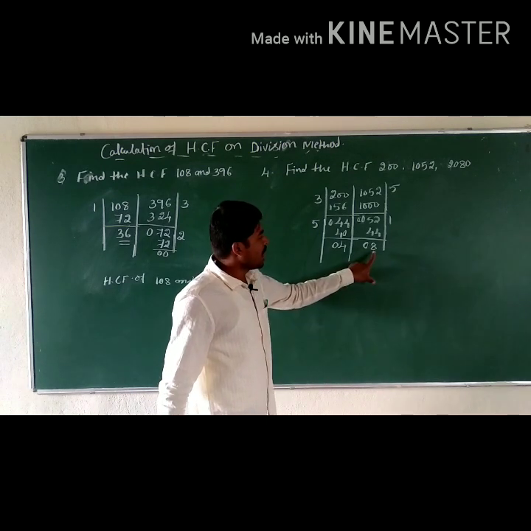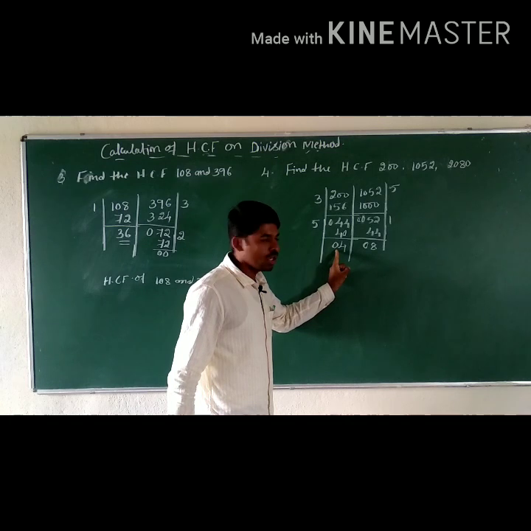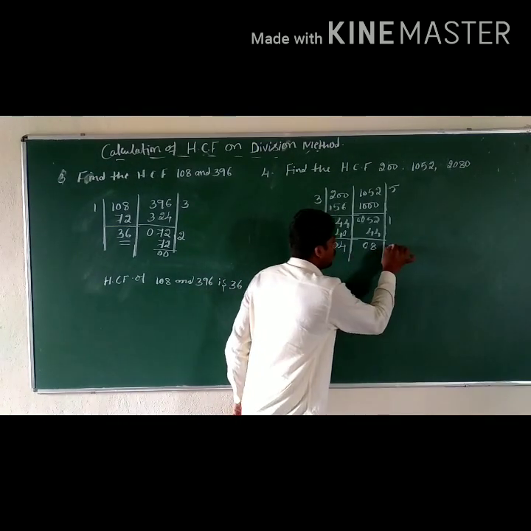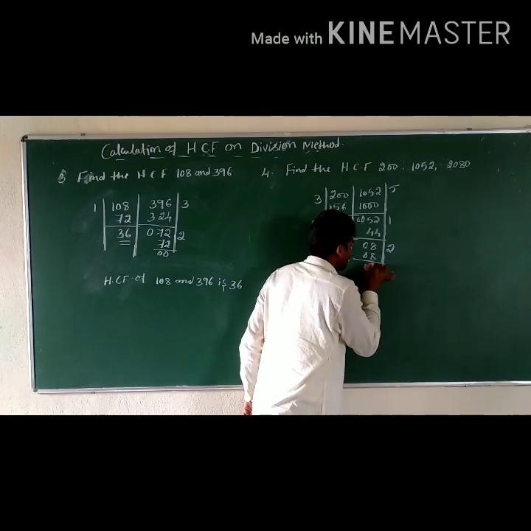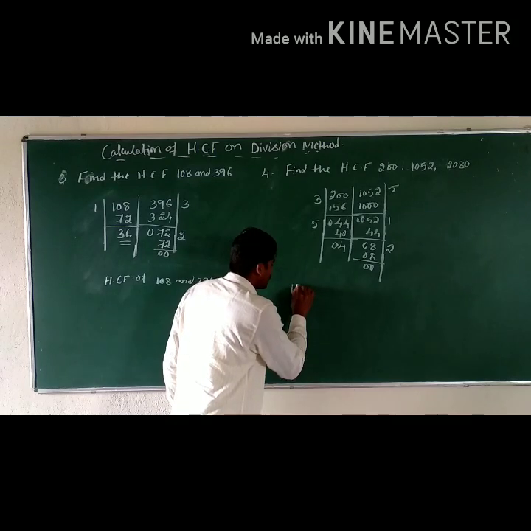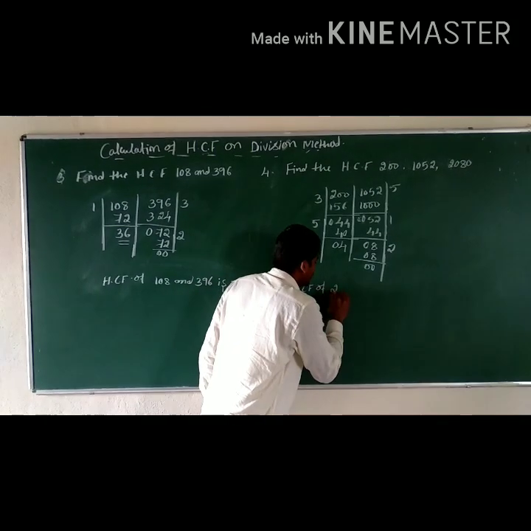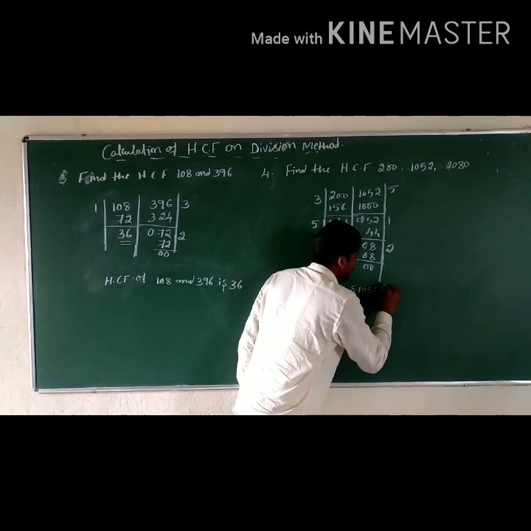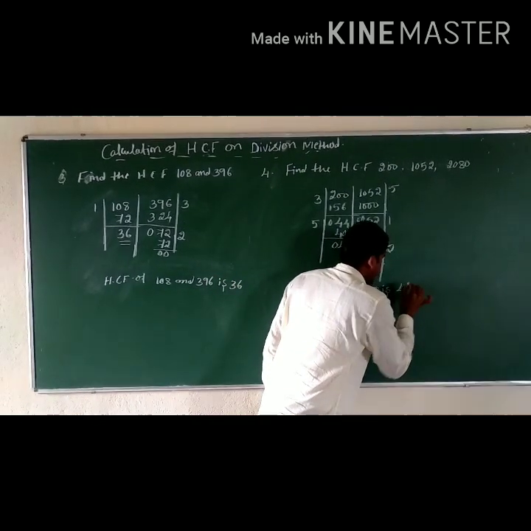Now compare it. 8 is the highest, 4 is the lowest. With the help of the lowest value, we divide the highest value. 4 twos are 8. Now the balance here is 0. So the HCF of 200 and 1052 is the last balance figure, 4. Okay, 4 is the HCF.